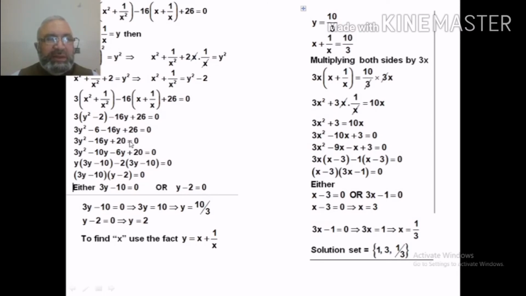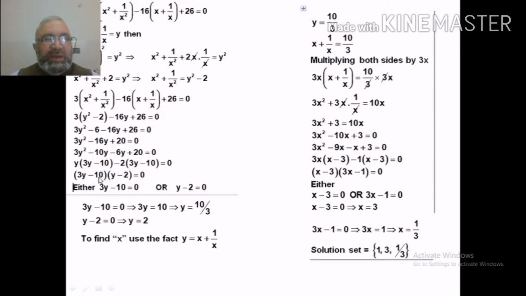Again, by factorization, we split the middle term, minus 16y, into minus 10y and minus 6y. So this becomes 3y square minus 10y minus 6y plus 20 equal to 0. In the first two terms, y is common, giving y into (3y minus 10). In the next two terms, minus 2 is common, and we get (3y minus 10). The factor that is common should be the same in both terms. So again, 3y minus 10 is common to the two terms.